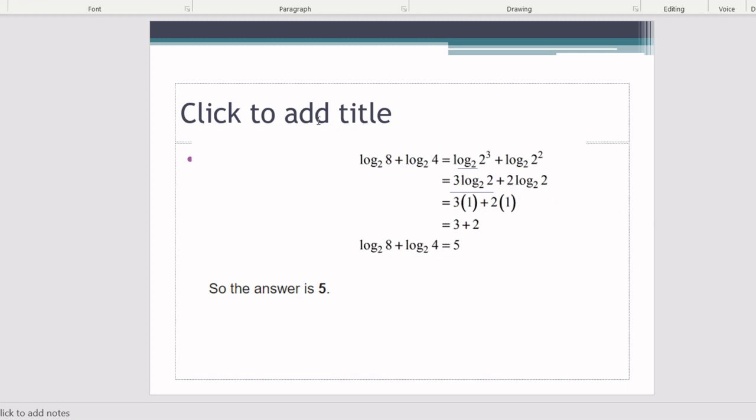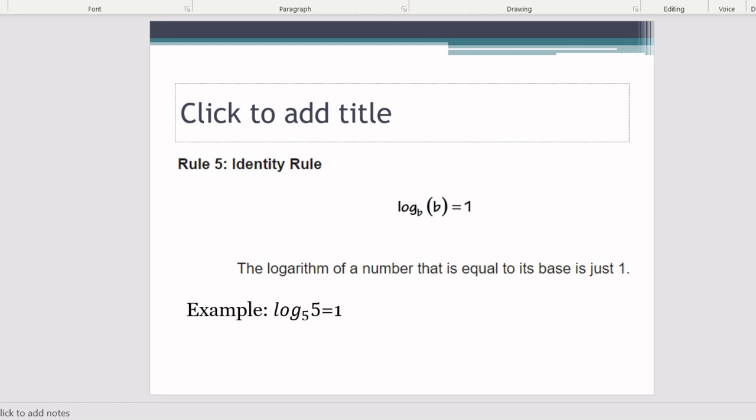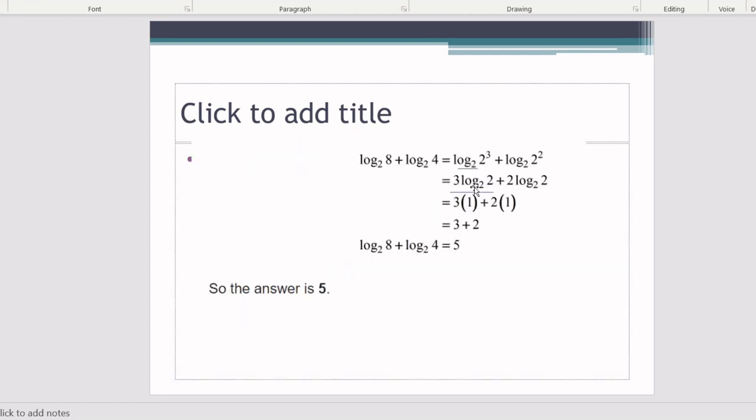So, remember the rule of identity, log b of b is equal to 1. Here, your base and the number in the logarithm are equal. Therefore, log 2 of 2 is equal to 1. Log 2 of 2 is equal to 1. So therefore, your answer is 5.